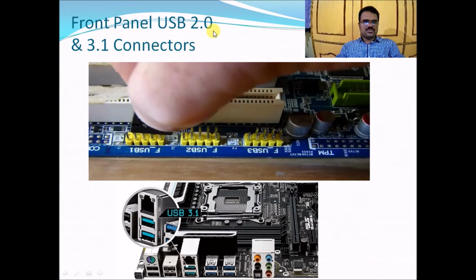So front panel USB 2.0 and also 3.1 connectors, USB 1, 2 and 3, and these are used for connecting the extra USB enabled devices. Here we can see USB 3.1 and USB ports.